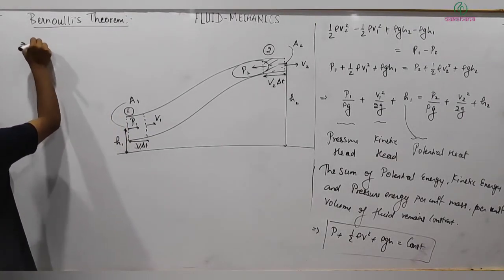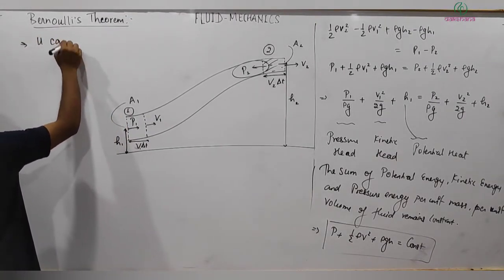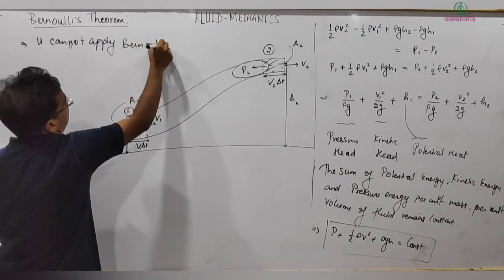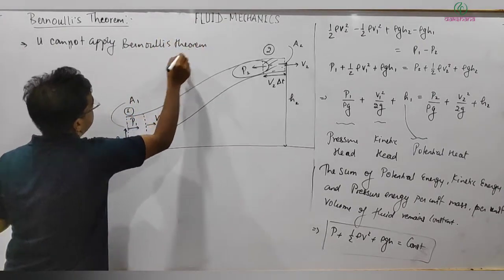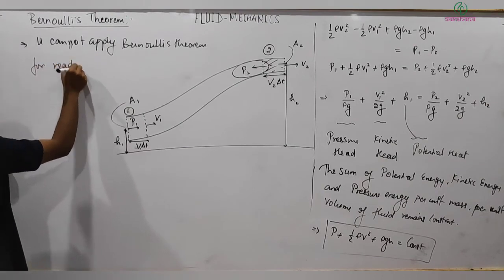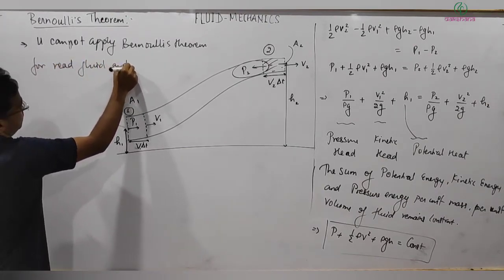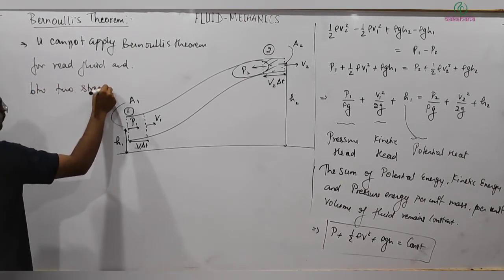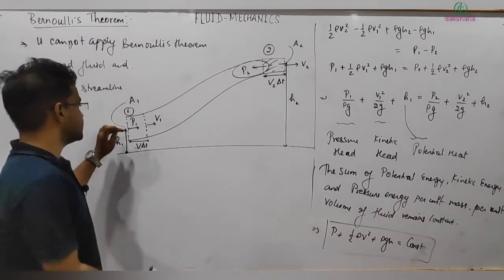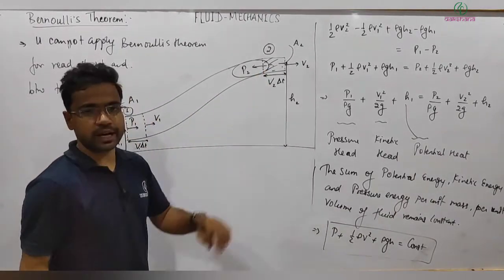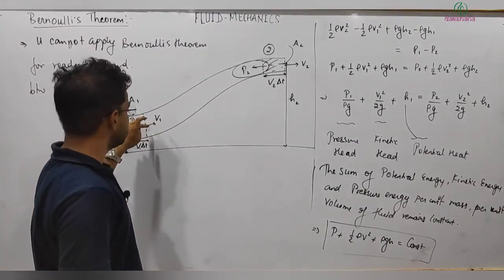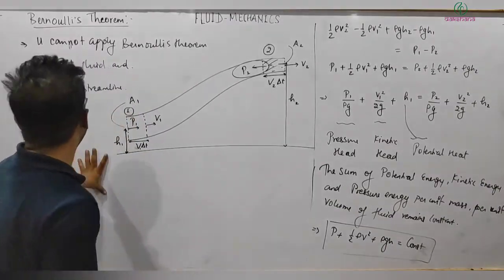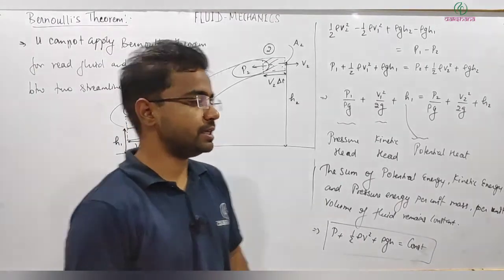And you cannot apply Bernoulli's theorem for real fluid and between two streamlines. This means one streamline going like this, in that we are able to apply it. At some point, from one streamline to another streamline, it will not be applicable. So remember that case. And this is all about it, let's see some of its applications.